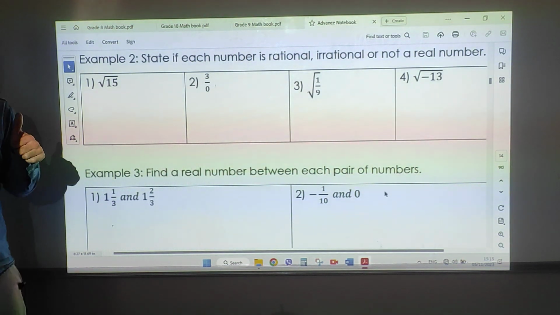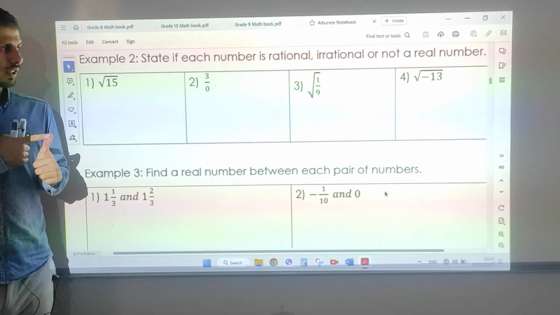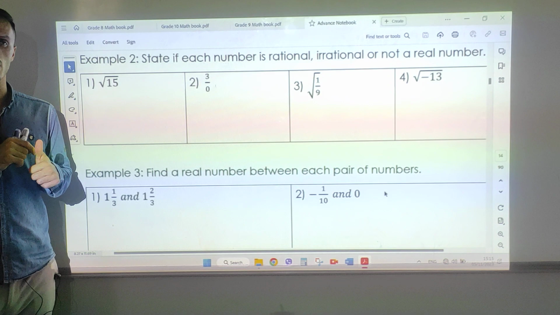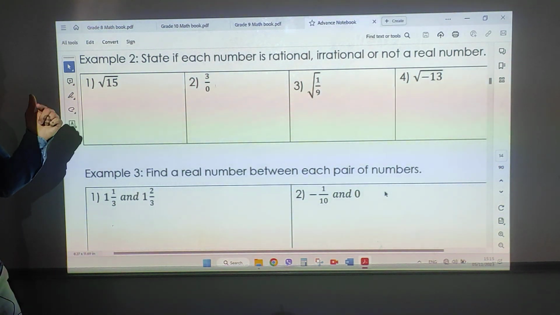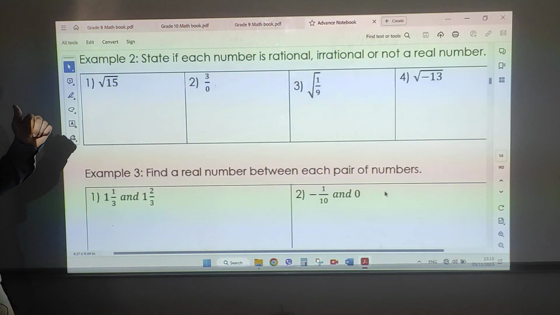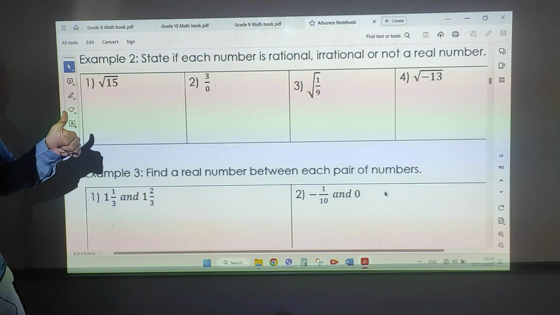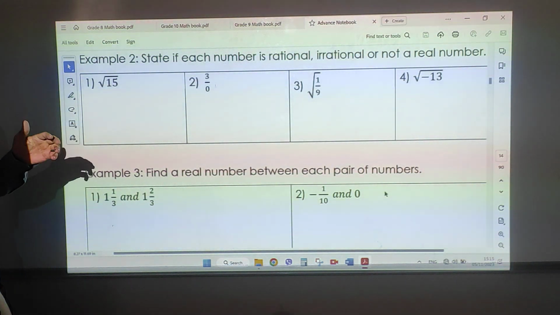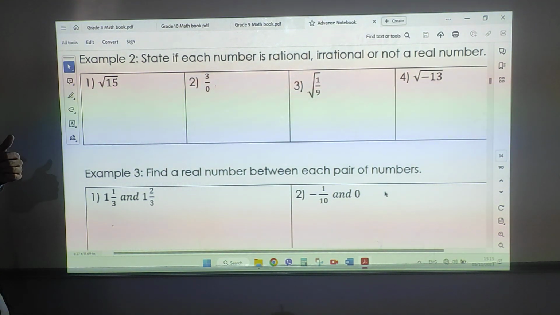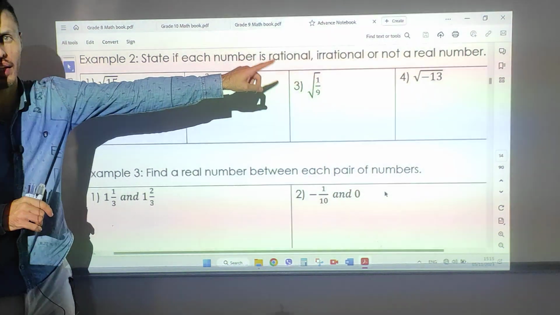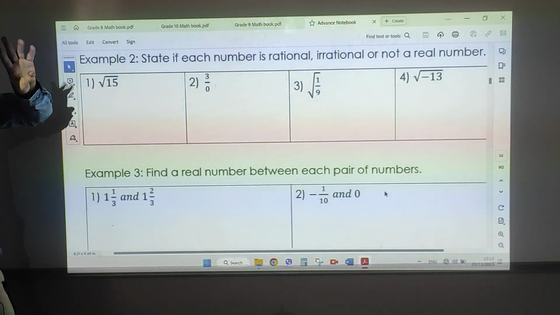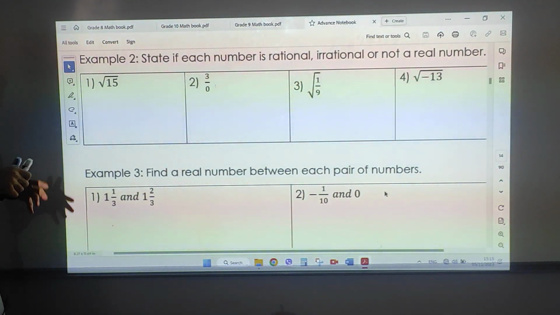The two cases: one, if you have a negative inside the square root. Two, if you have a fraction but the denominator, the down part, is zero. These two cases, the down part is zero, it is not real. A negative number inside the square root, zero in the denominator, negative in the square root. These two will not be real numbers.